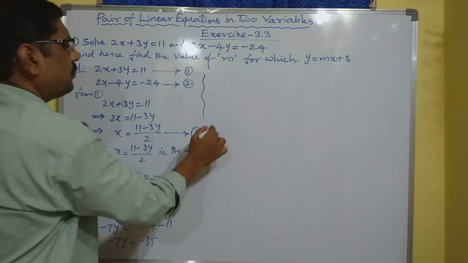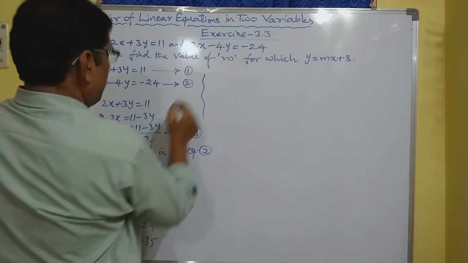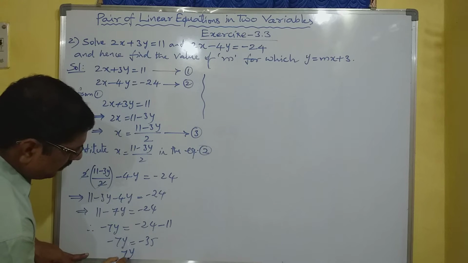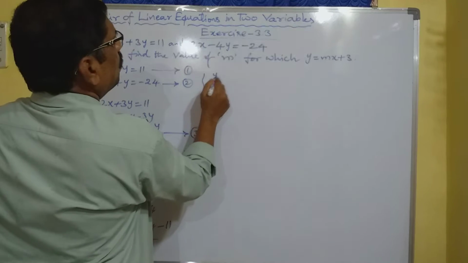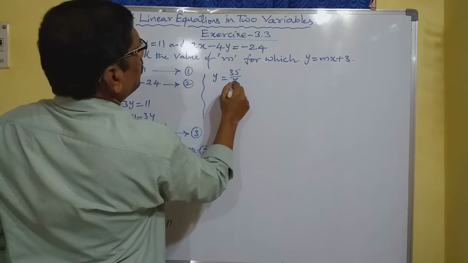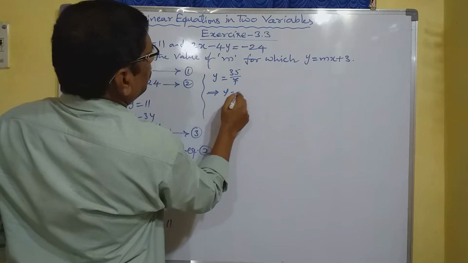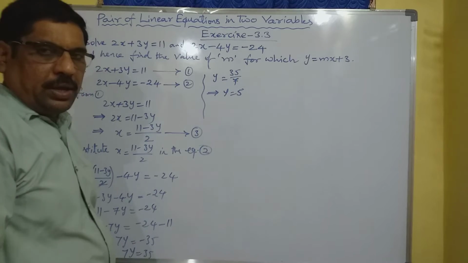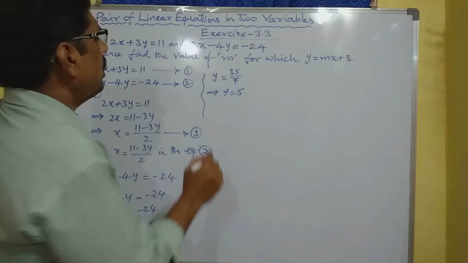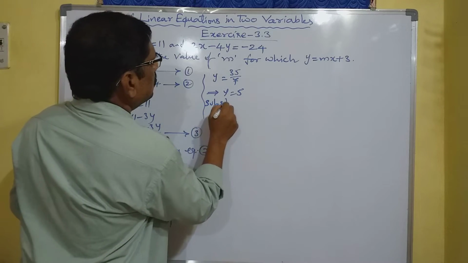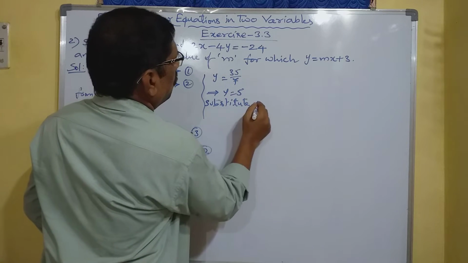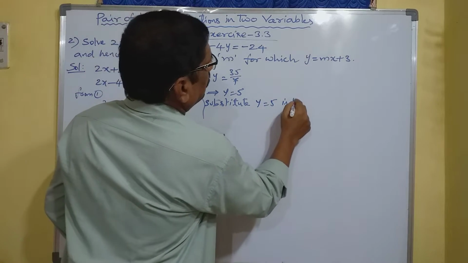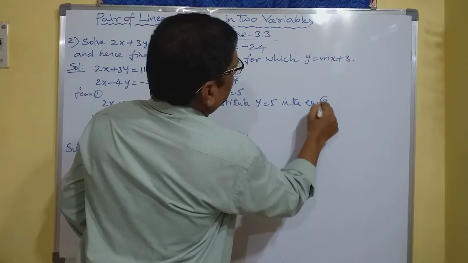Now look at this. Here we can say 7y = 35. By cancelling the minus on both sides, we get y = 35/7. This implies y = 5. Okay, we get the value of y. Now, substitute y = 5 in equation 3.